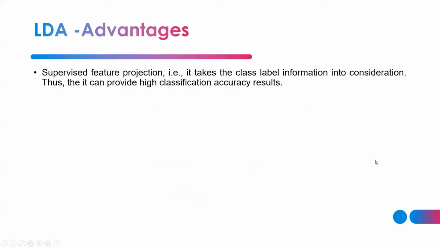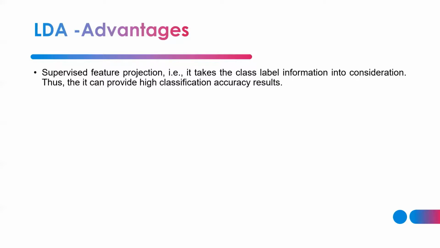LDA advantages include that it's a supervised feature projection technique or dimensionality reduction. By the way, I keep saying feature projection or dimensionality reduction. You need to know that dimensionality reduction can be performed either by feature projection, which includes methods like PCA and LDA and others, or it can be implemented by feature selection. So feature projection is one method to perform dimensionality reduction.